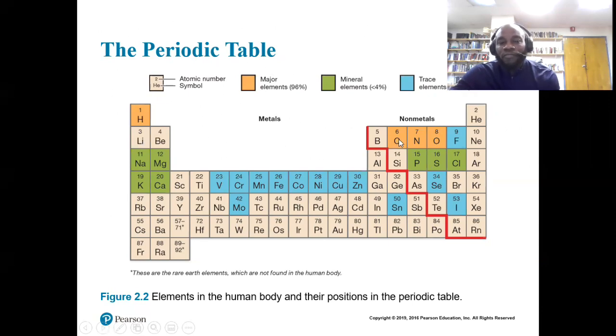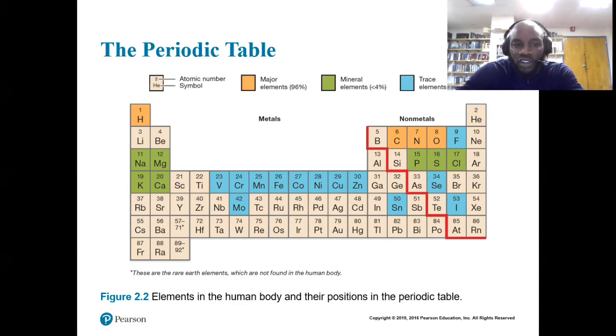Carbon. Carbon is a building structure in the body. You find it in the body as well as in the earth. Nitrogen is also in the amino acids. So all through your DNA is the element nitrogen. So very common in the body.